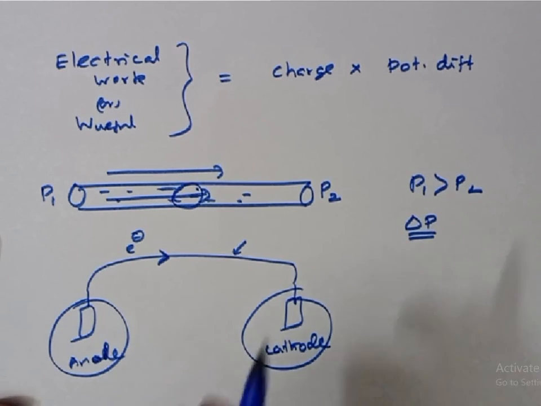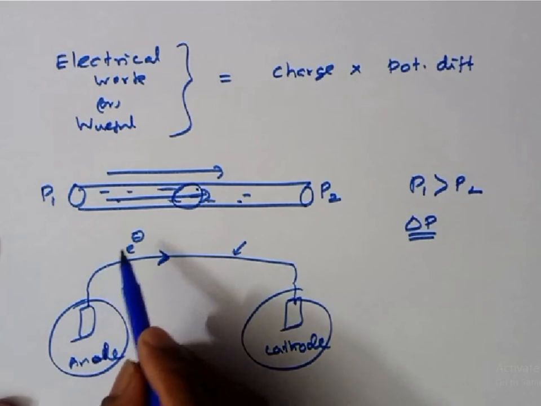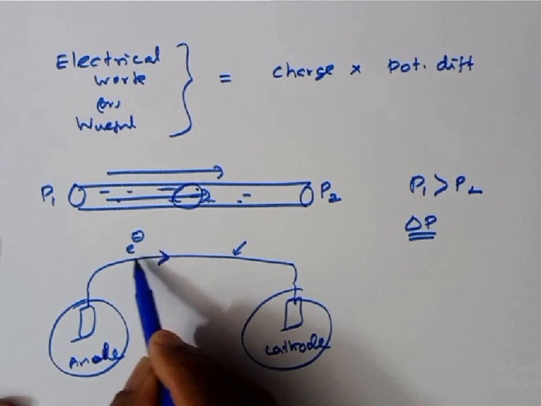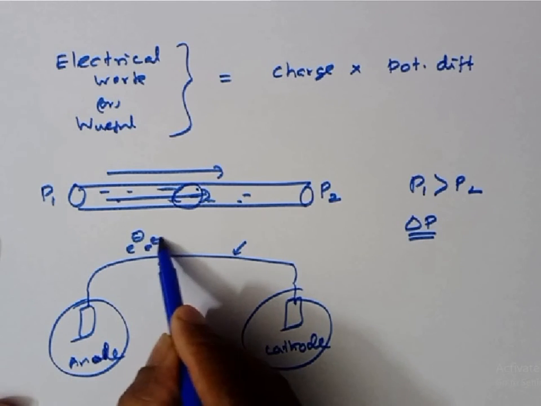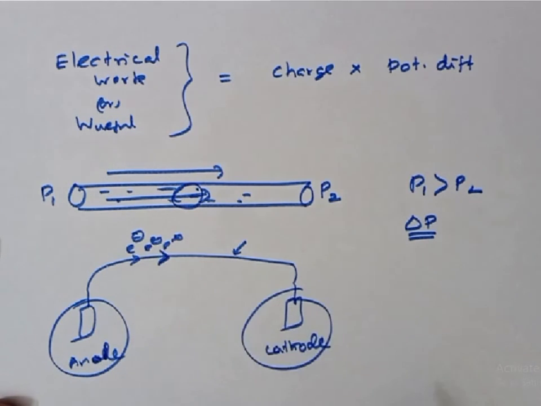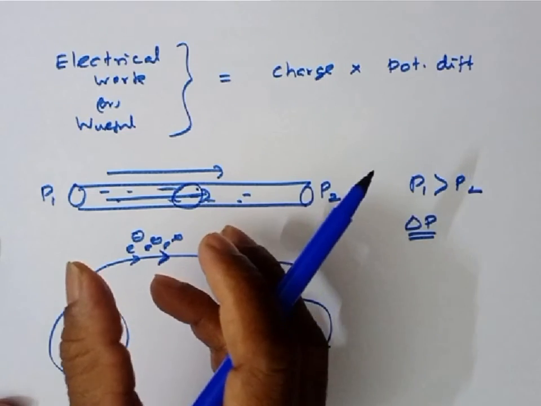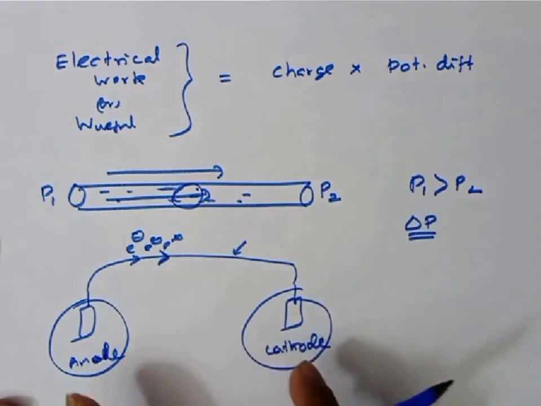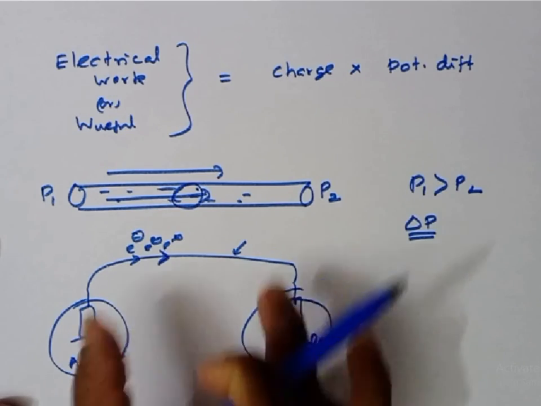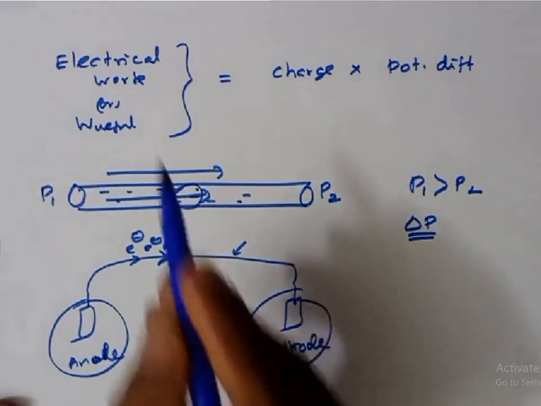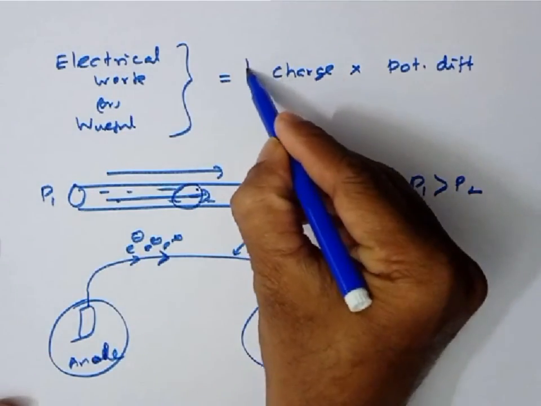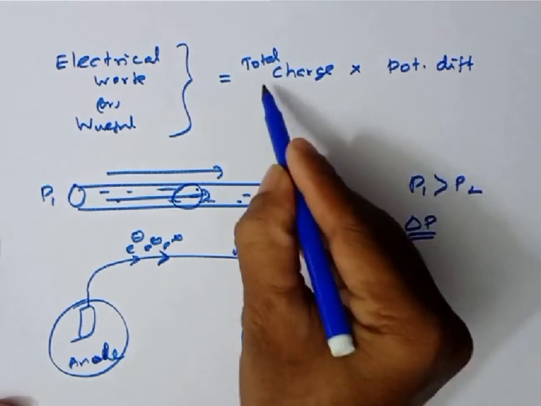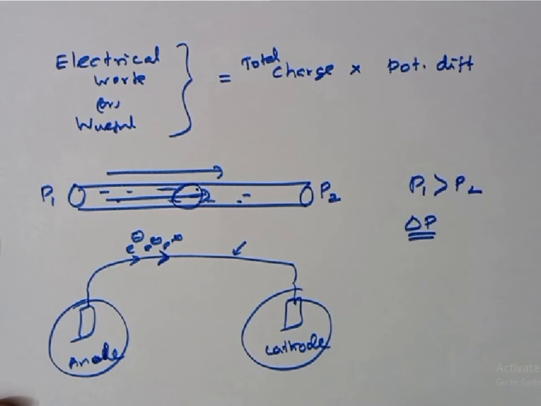Right? To find the electrical work, you need to find how many electrons, not one electron, there are many electrons moving in the circuit. So the total number of electrons moving through the potential difference will give you the electrical work. So electrical work is nothing but total charge into potential difference.